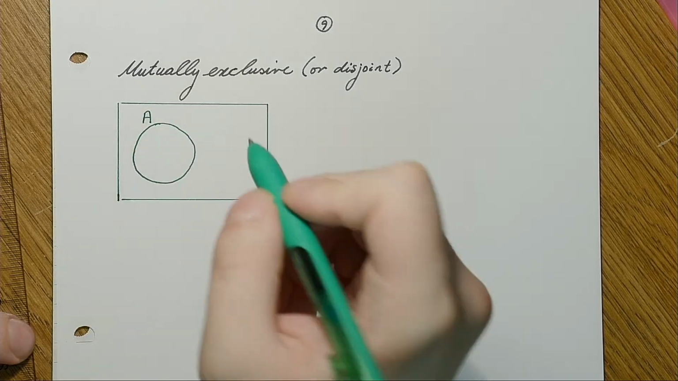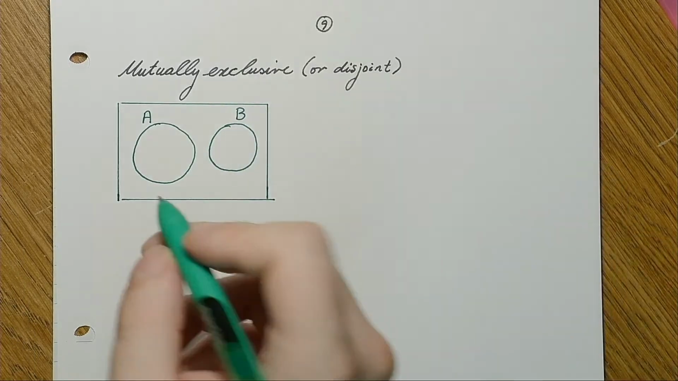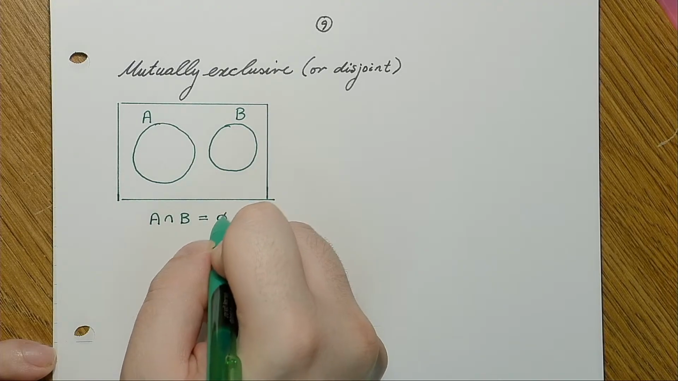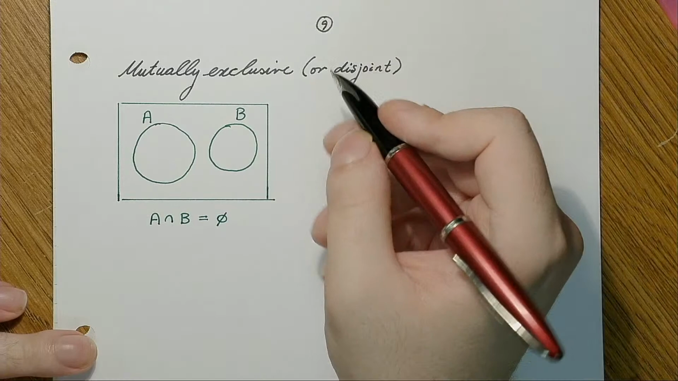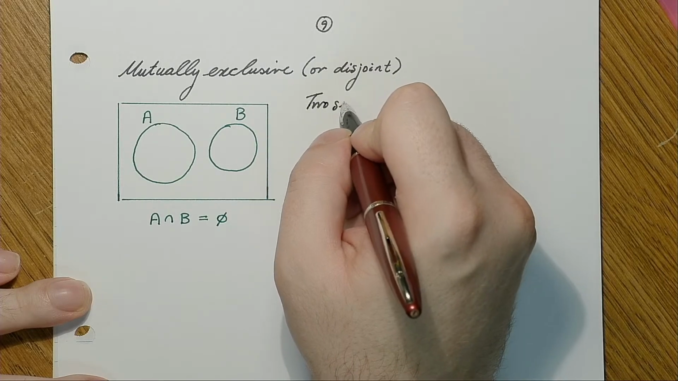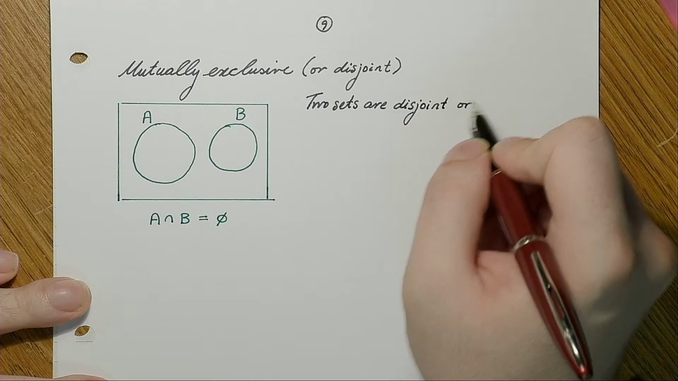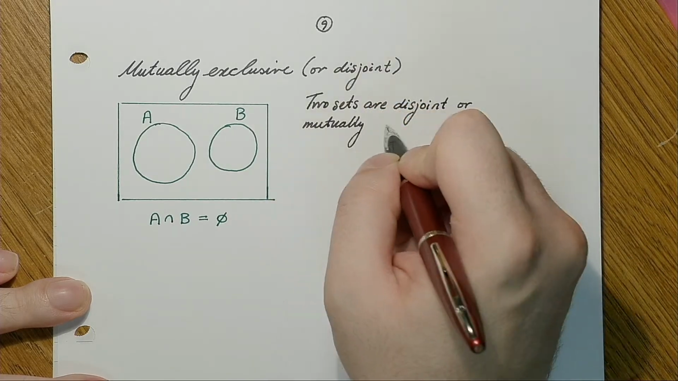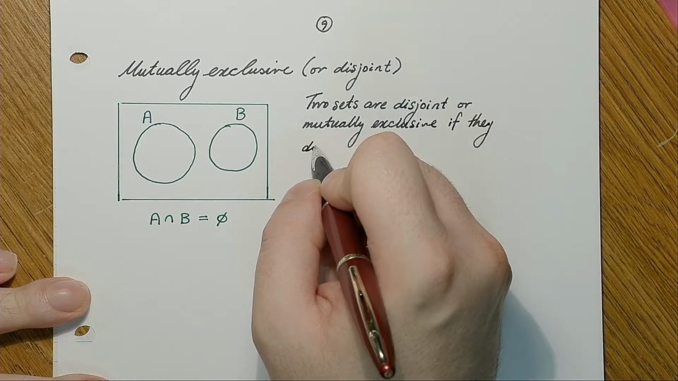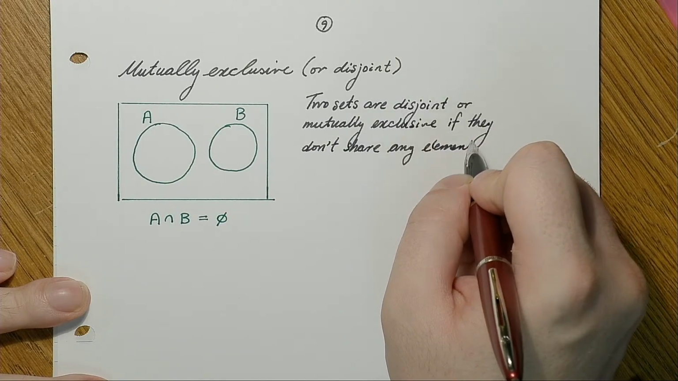So here's A, here's B, and the intersection is empty, if they do not share any elements with each other.